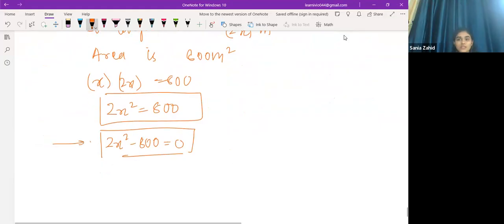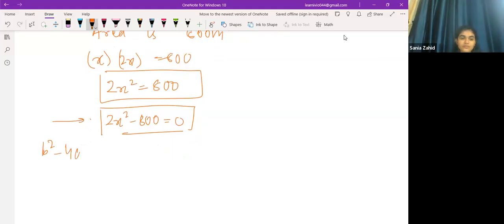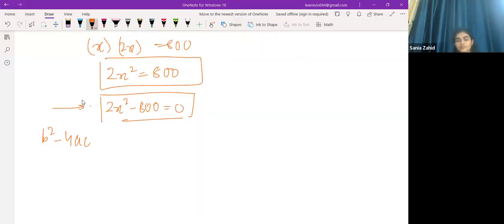Now to check whether this equation has solutions or not, you will check the value of b square minus 4ac. What is b over here?